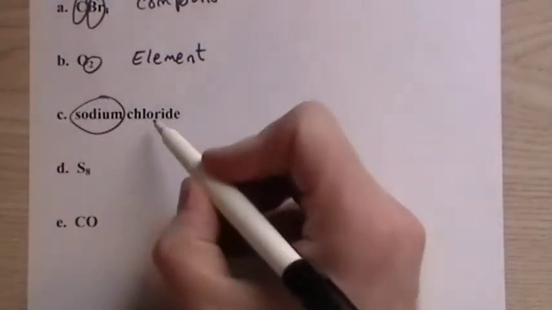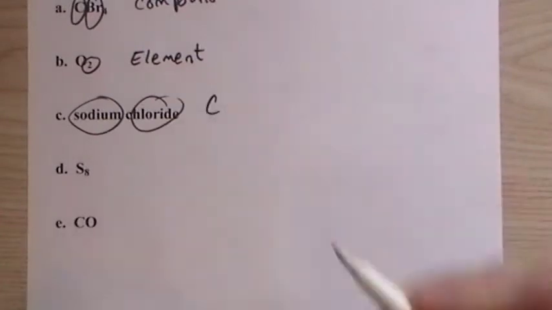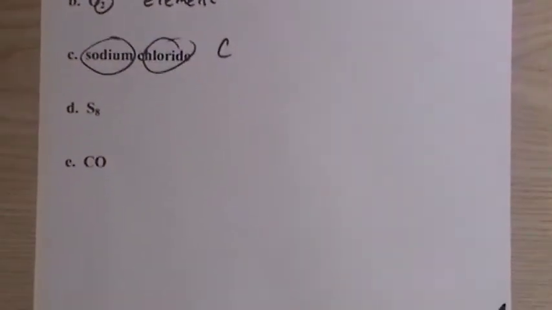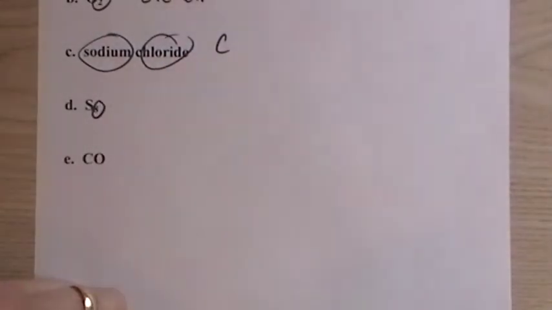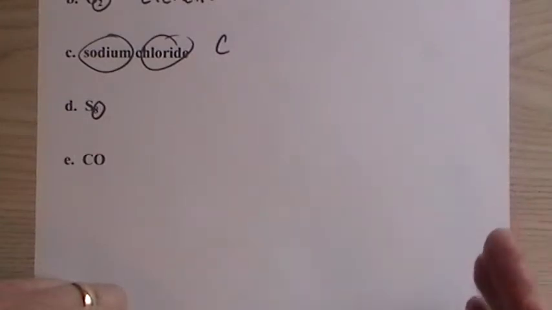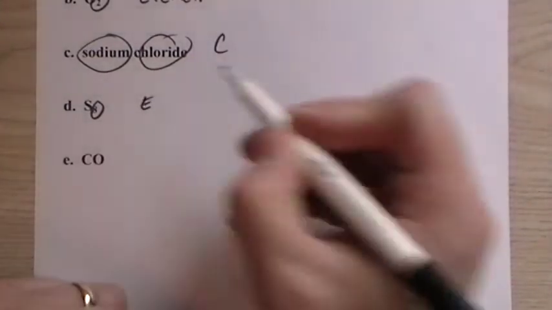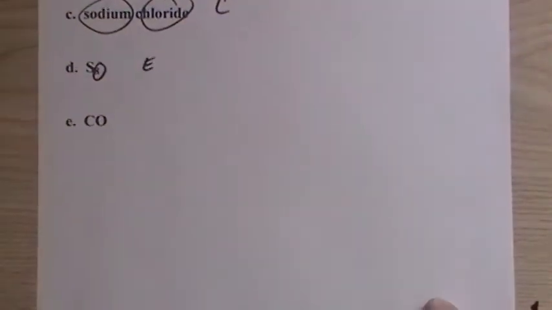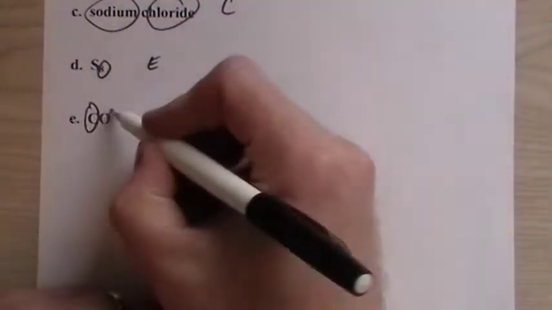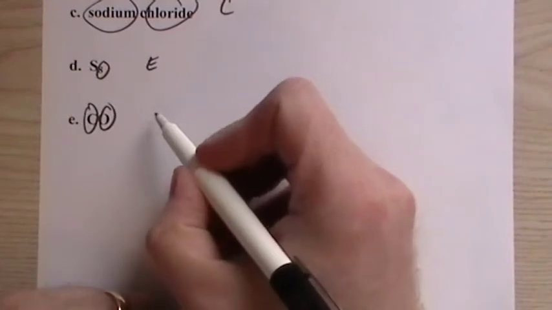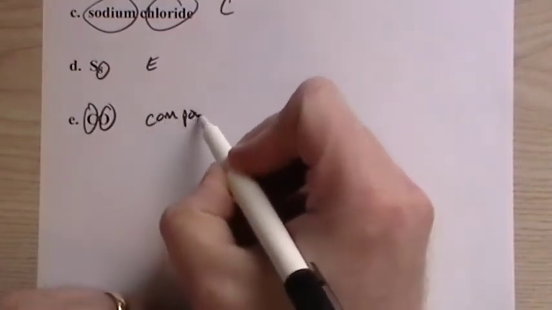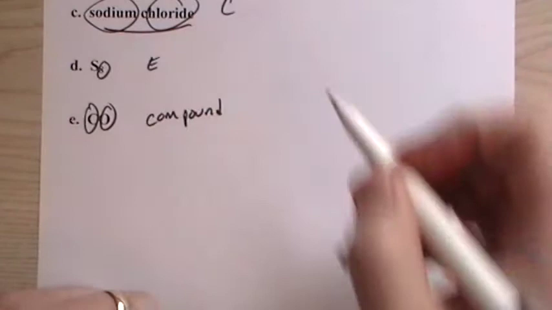Sodium chloride is sodium and chlorine, two different elements, must be a compound. And S8, sulfur forms an 8-membered ring normally, and so even though there's 8 sulfur atoms, it's still all sulfur, so this must be an element. And then CO, carbon monoxide, carbon, oxygen, again a molecular compound, and sodium chloride is an ionic compound.